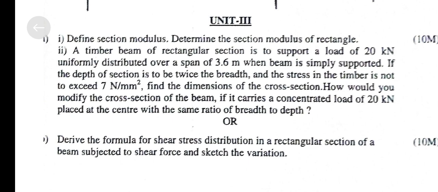How would you modify the cross section of the beam if it carries a concentrated load of 20 kN at the center, with the same ratio of breadth to depth?